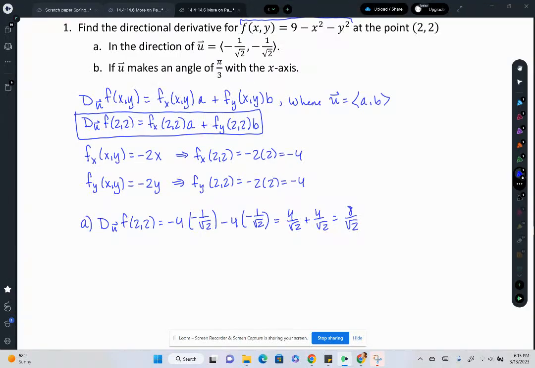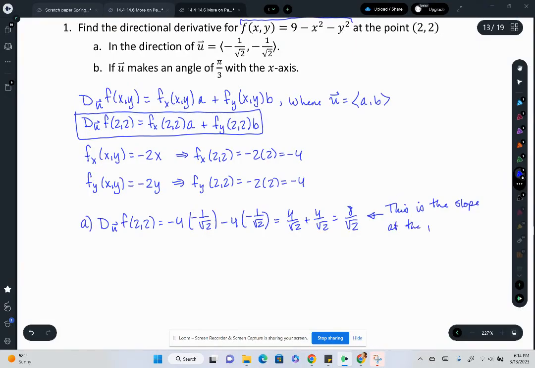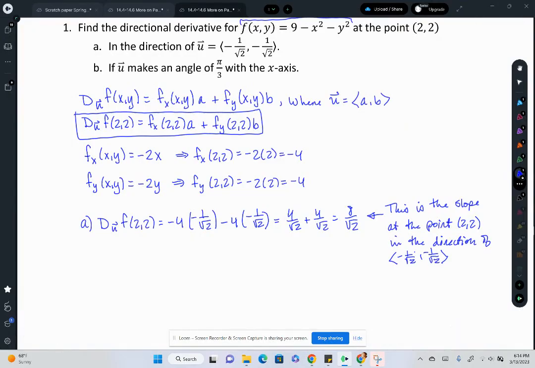What this 8 over square root 2 is saying is that this is the slope at the point (2, 2) in the direction of negative 1 over root 2, negative 1 over root 2. So you're standing on the hillside at the point (2, 2), and you look in the direction of negative 1 over root 2, negative 1 over root 2, and the slope is positive. That means you'd be going uphill. Okay, that's all that means.